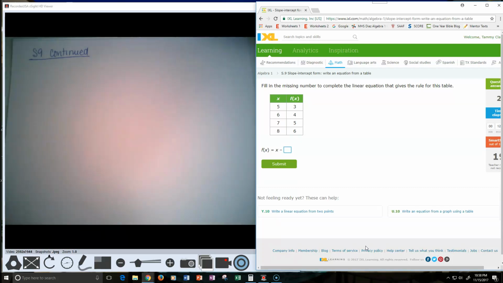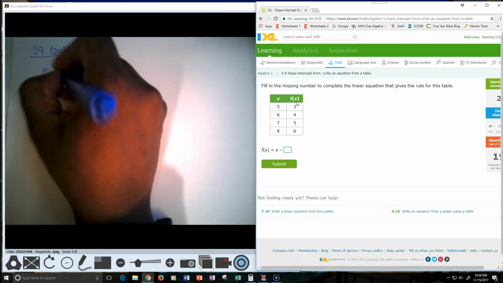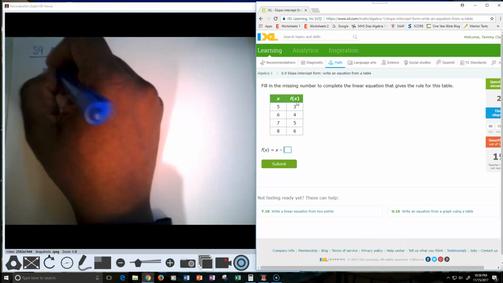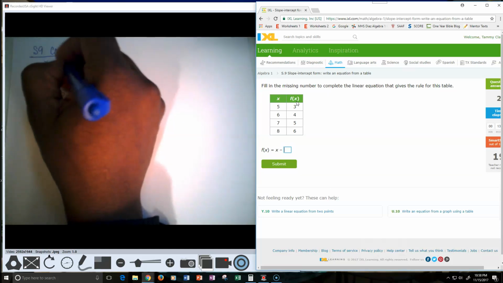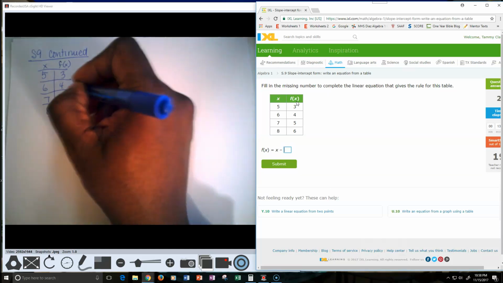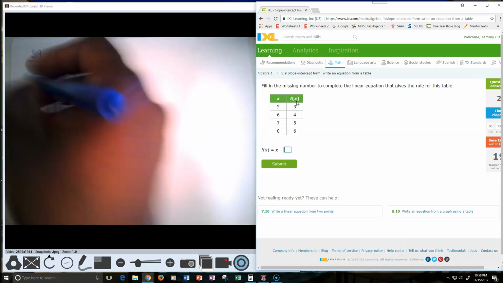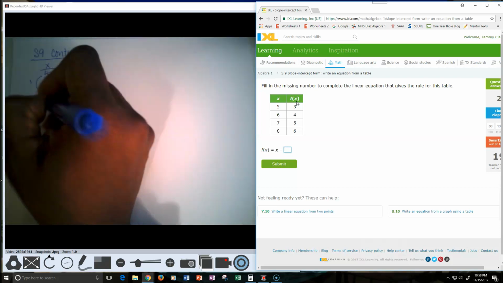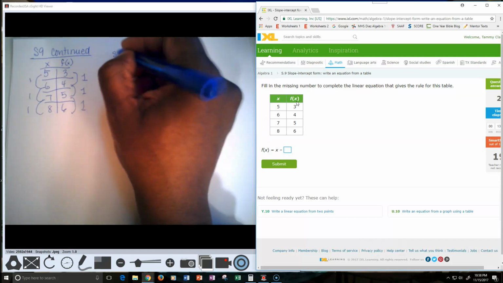So if we look, here is my pattern. 4 minus 3 is 1. So let me write the table here. 5, 3, 6, 4, 7, 5, 8, 6. So this is x, and this is f of x, also known as y. So from 4 to 3, it's 1. From 5 to 4, it's 1. From 6 to 5, it's 1. From 7 to 6, it's 1. From 8 to 7, it's 1. So we've established that our slope is 1.